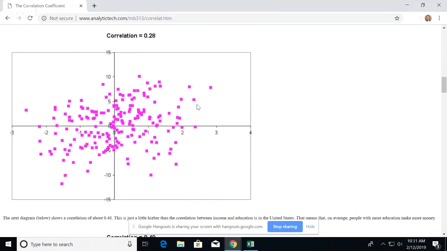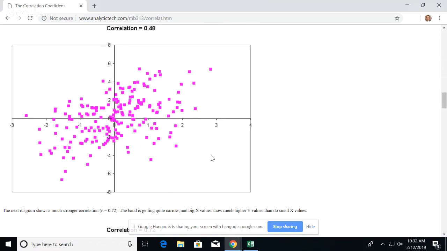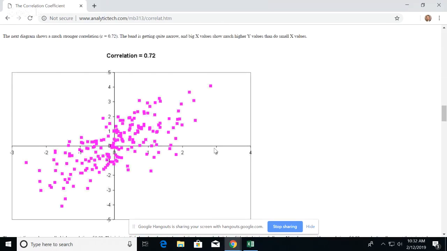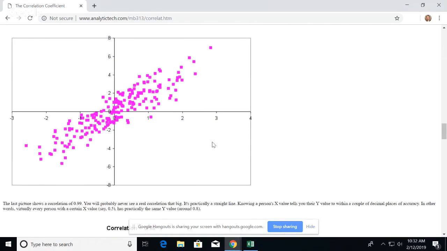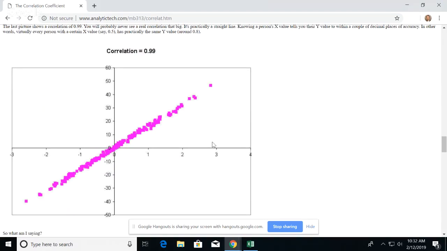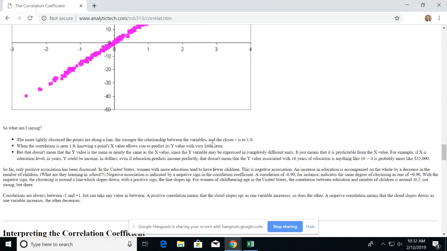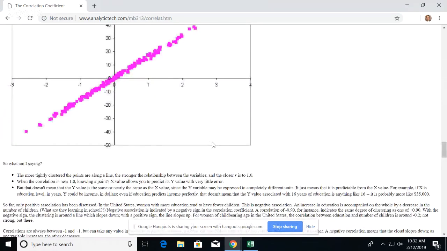Okay. So you can see here, this kind of is in an upward direction, and it's there. Okay. This would be 0.48. You can see the dots are closer together. 0.72, definitely a straight line there. 0.89, that looks even better. 0.99, this almost makes you think they faked their data. That's really strong correlation, okay? So that's the idea behind the correlation coefficient. So let's talk about how to calculate correlation coefficient, okay?